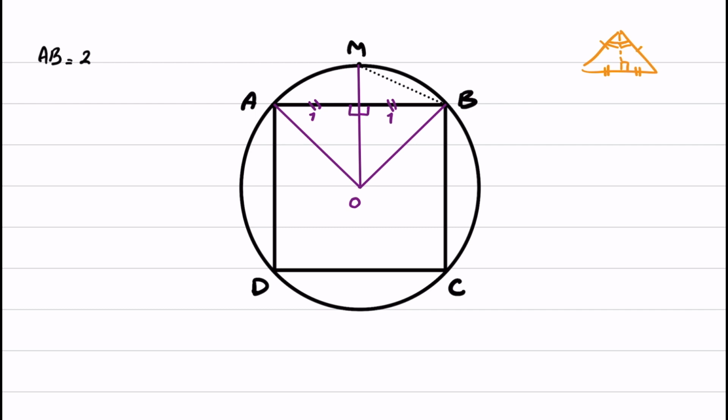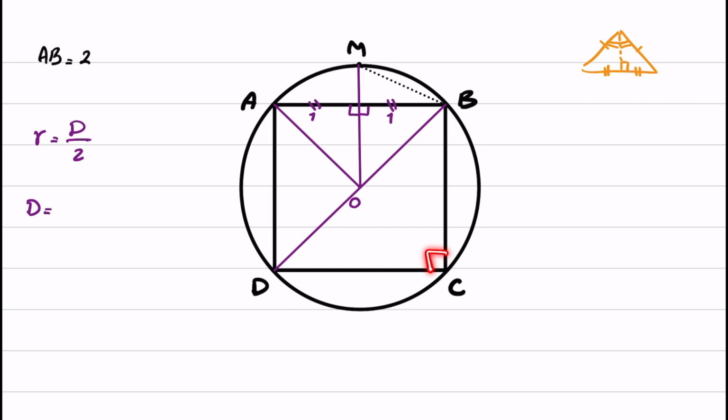Another thing that we can find using AB equals 2 is the radius of the circle. So if you add another line segment connecting O to D, the diagonal of this square is the diameter of the circle. So we know that the radius of the circle is the diagonal of the square divided by 2. And in order to find the diagonal of the square, we can use the Pythagorean theorem.